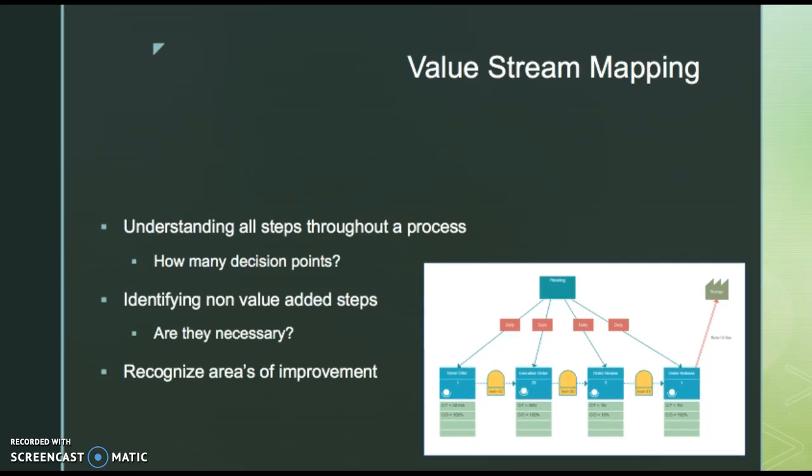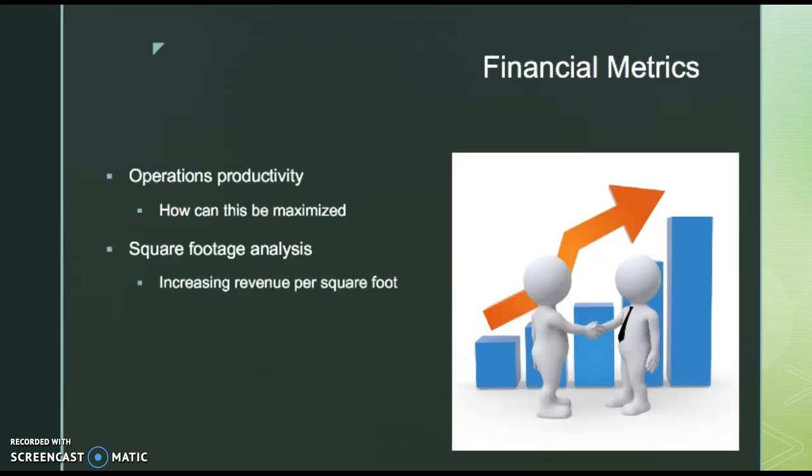Combining both of these points leads us to understanding where our areas of improvement are. It allows us to identify the gaps in the process and the non-value added steps and potentially identify additional areas where we can fix these steps and improve our process overall. This leads us to our financial metrics. The financial metrics specific to cell capacity and flow are productivity and revenue per square foot.